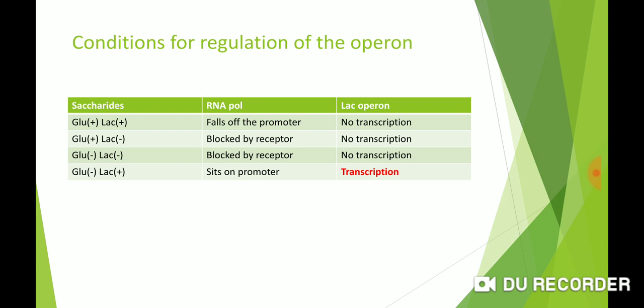Now, in the next two conditions from the bottom, the RNA polymerase cannot sit on the promoter because it is blocked by the repressor protein, so no transcription takes place. Regarding the first case, when glucose is also present along with lactose, the RNA polymerase sits but falls off from the promoter. The reason behind that I will explain in my next video. So here also no transcription takes place.